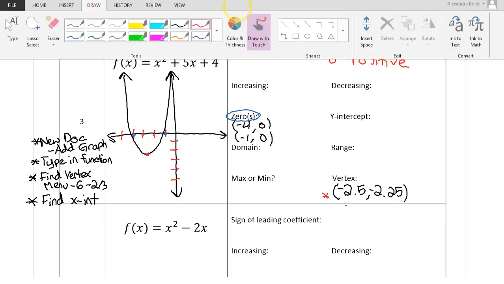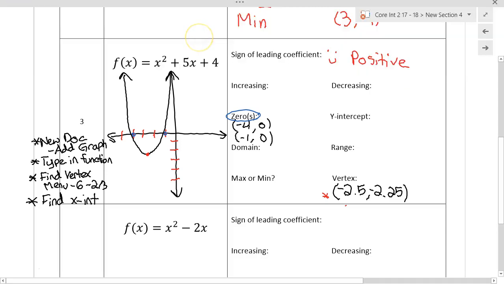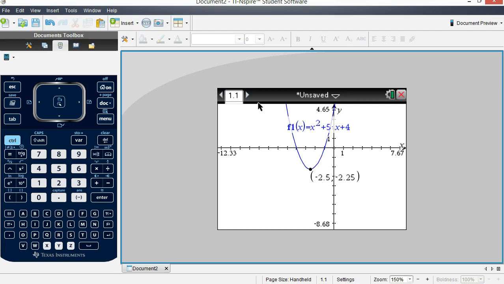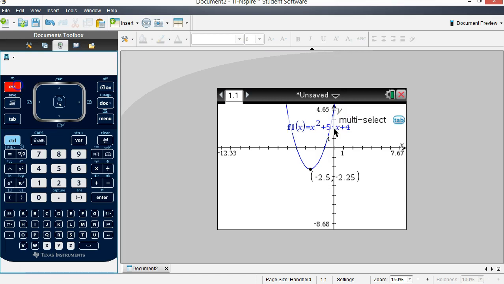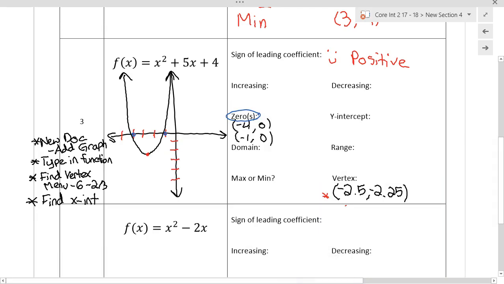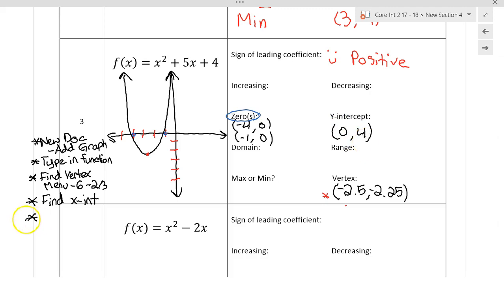Again, we'll skip increasing and decreasing. The other thing, I forgot to look at my y-intercept on my graph. My y-intercept is here. It's up 1, 2, 3, 4. Sorry about that. My y-intercept is at 0, 4. Again, that's from the calculator. I will also write that over here.